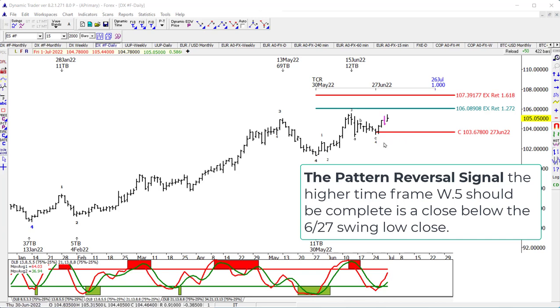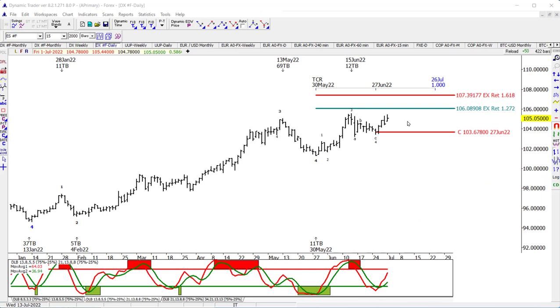So as the market advances, I should say, if it should continue to advance as anticipated for another week or two, if it should do that, we'll be able to raise this reversal signal up, probably closer to the market, and that's what we do in our DT reports. So that's where we're at with the dollar index.